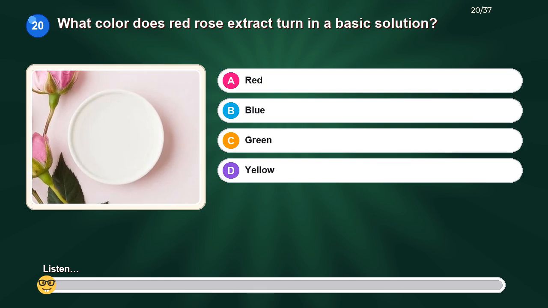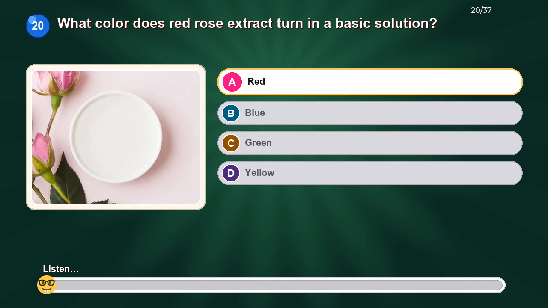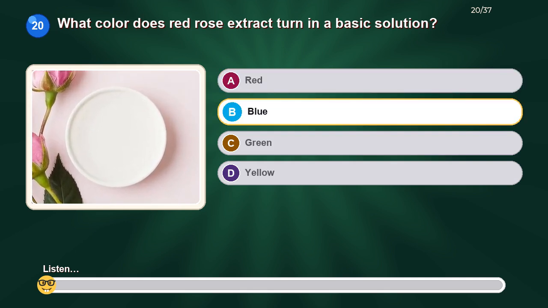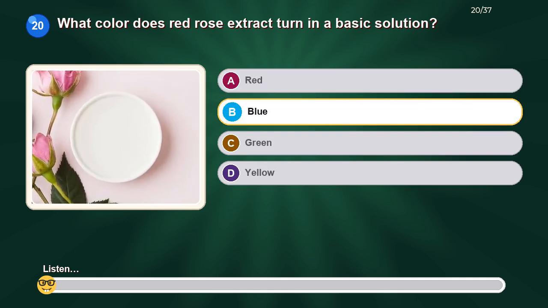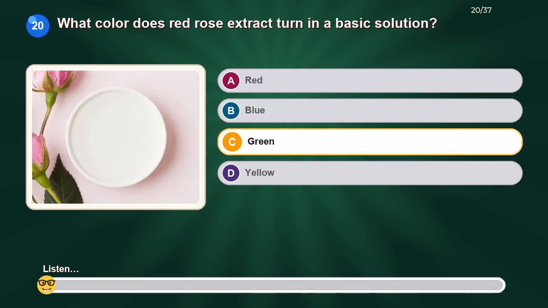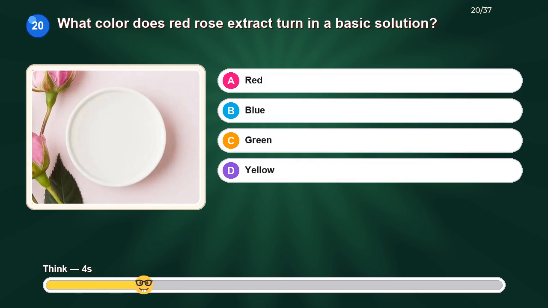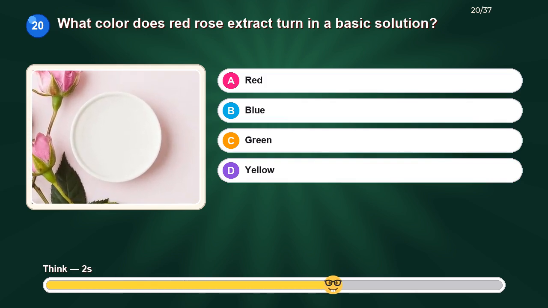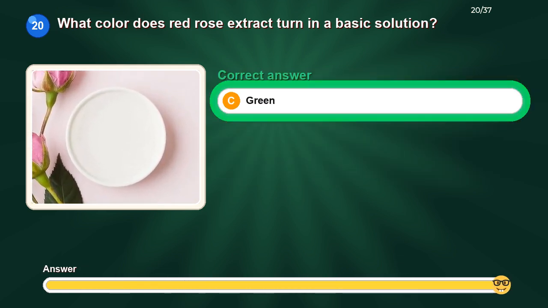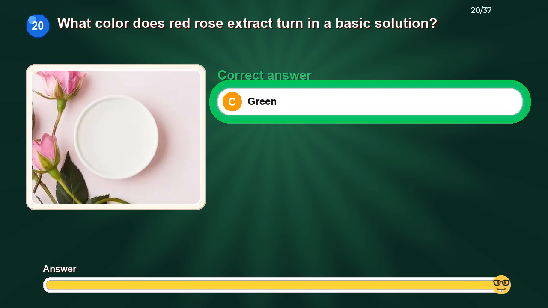What color does red rose extract turn in a basic solution? Option A, red. Option B, blue. Option C, green. Option D, yellow. The correct answer is green.